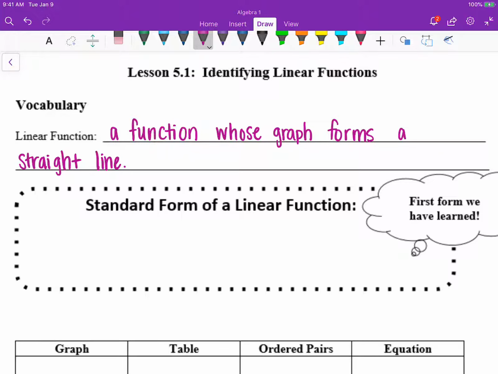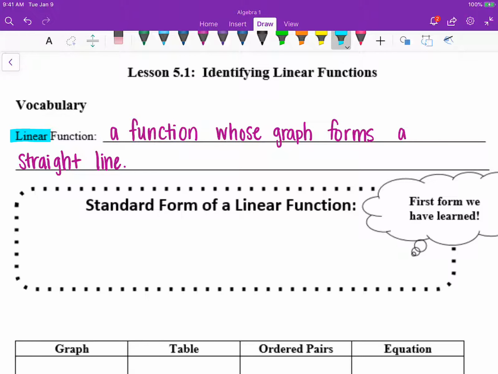And then you guys are used to identifying whether something is a function or not. We just did that in chapter 4. So the way that you tell if something's a function or not is by looking at, do those x's repeat? But we're not just being asked today if something's a function. The big idea is that you guys are going to be looking at whether something is specifically a linear function.